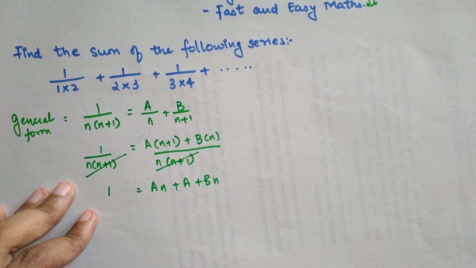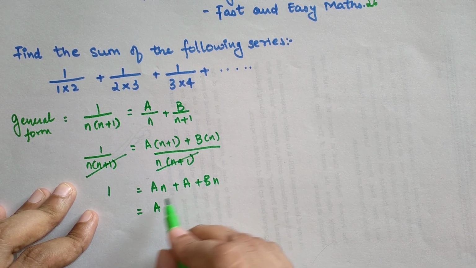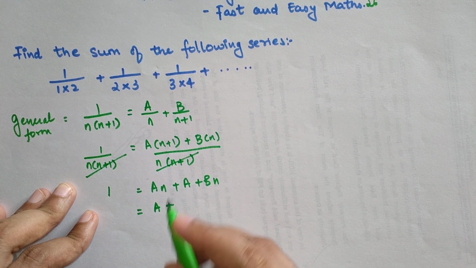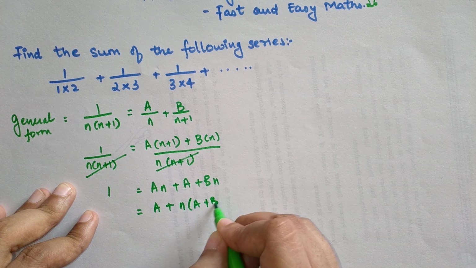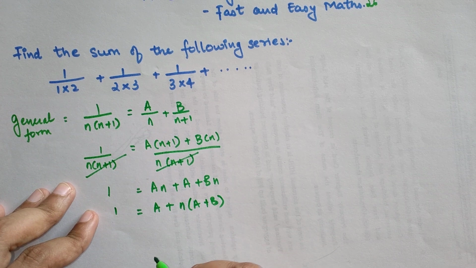If I want to write it in a proper manner, I can write A as it is, because it does not have any other variable associated. I can write n out and A plus B, because both of them are getting multiplied by n. And this is still equal to 1.